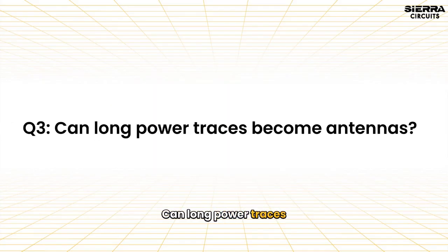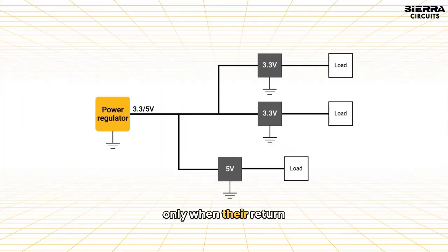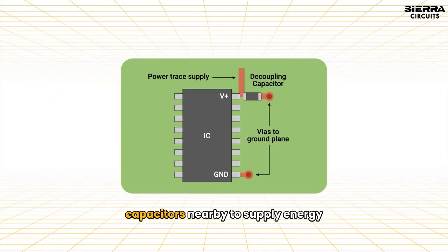Can long power traces become antennas? Yes, long power traces radiate only when their return path is poorly controlled. With a solid reference plane and tight current loops, they behave as transmission lines, not antennas. Also consider adding decoupling capacitors nearby to supply energy to the switches from a close enough source that the depletion waves are fed within 1/20th wavelength.